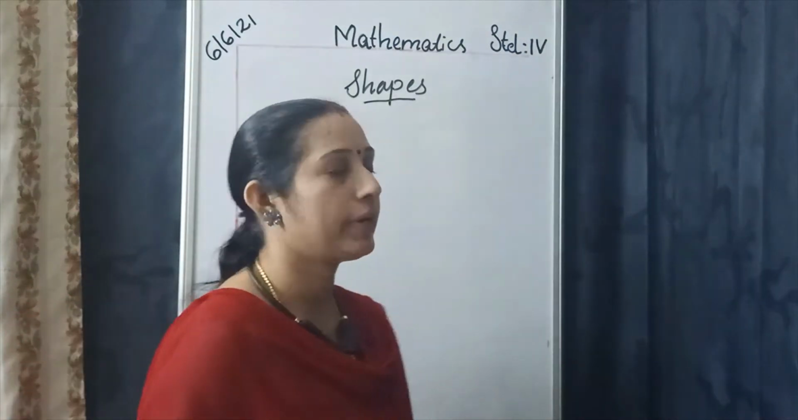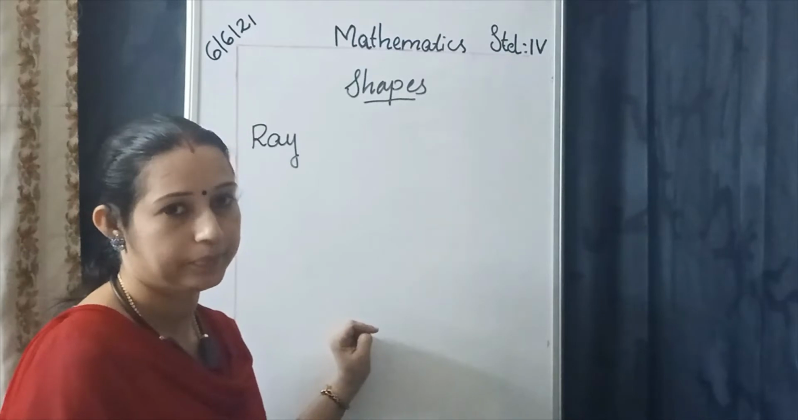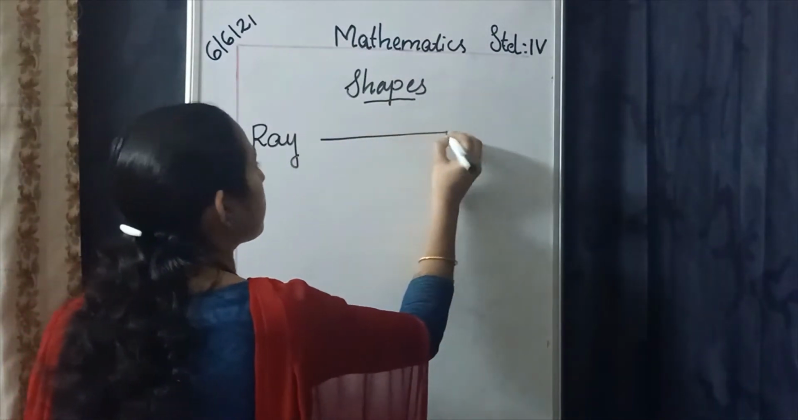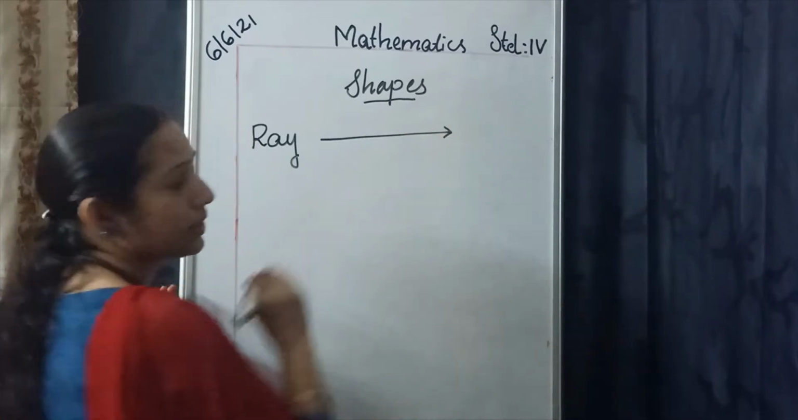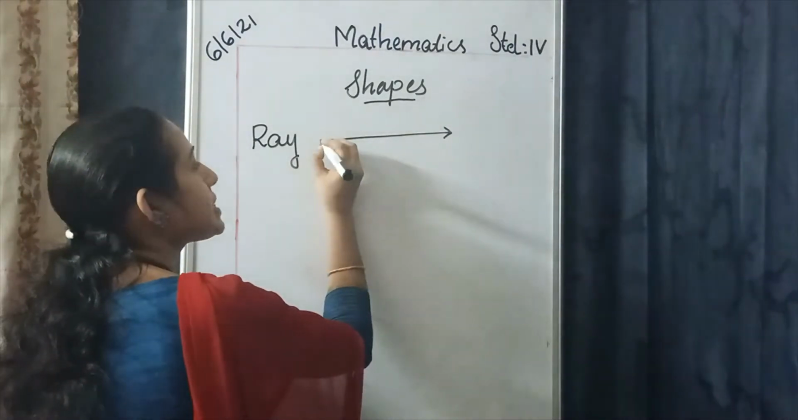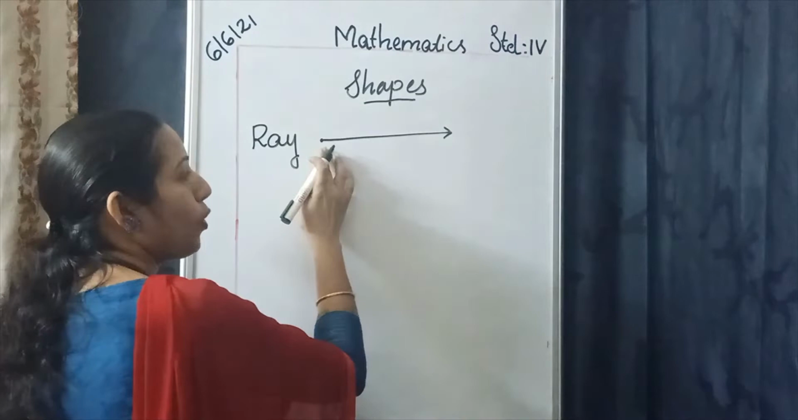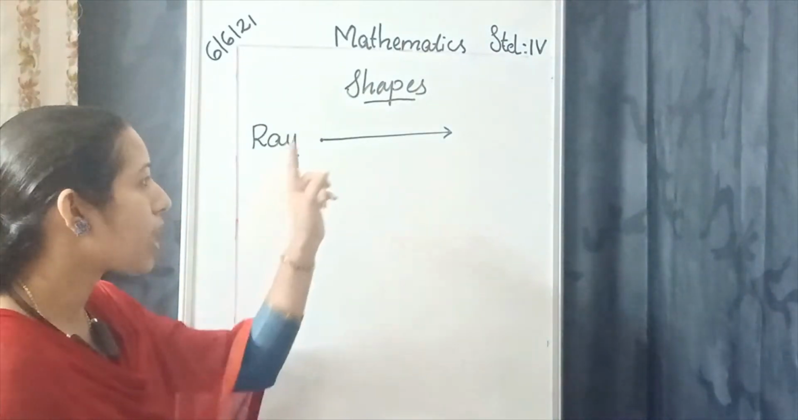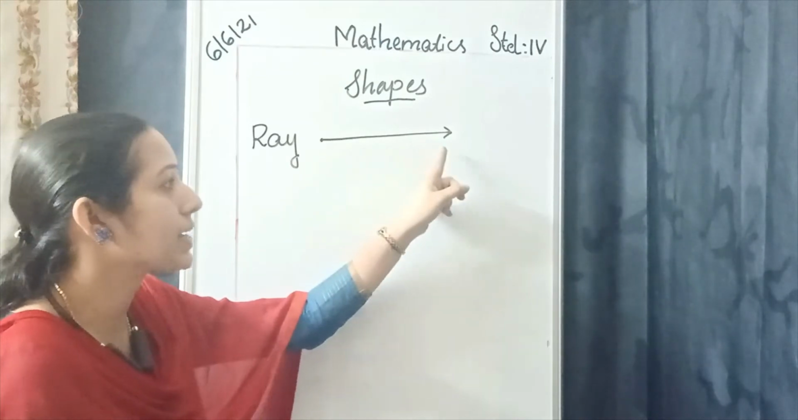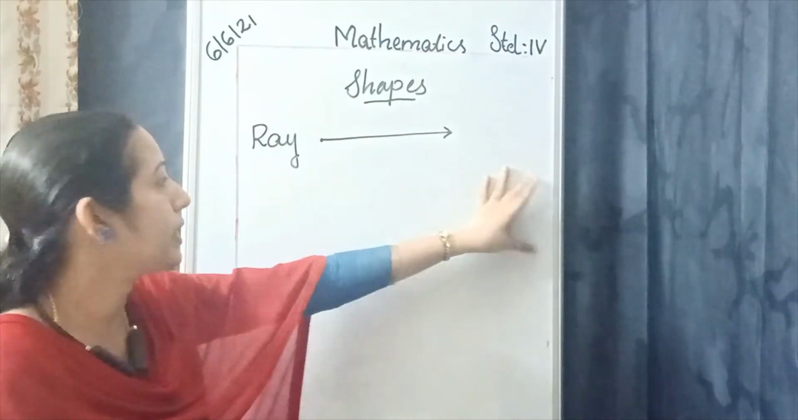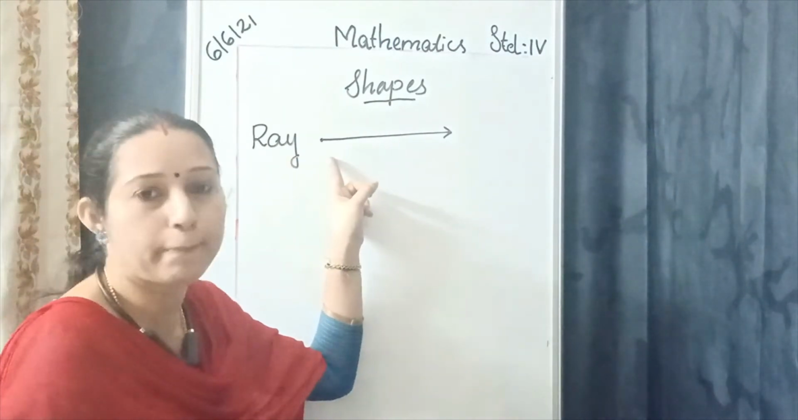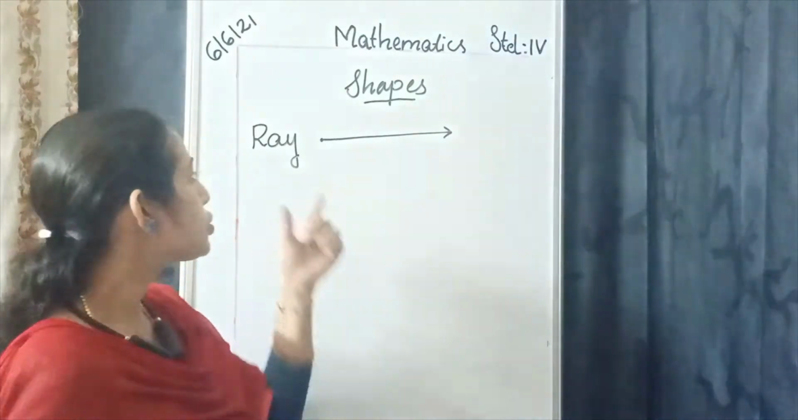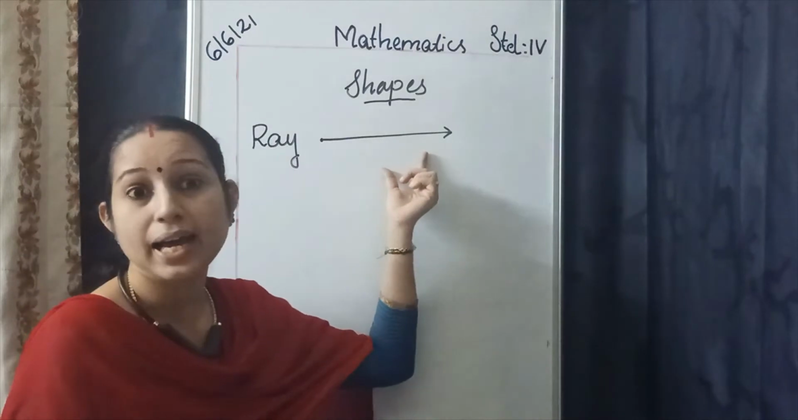Okay, so another term. Clear? The next geometrical term is ray. Ray means this example. This is a ray. It starts from one point and extends on the other side. It has a starting point but no end point. So this is called a ray.